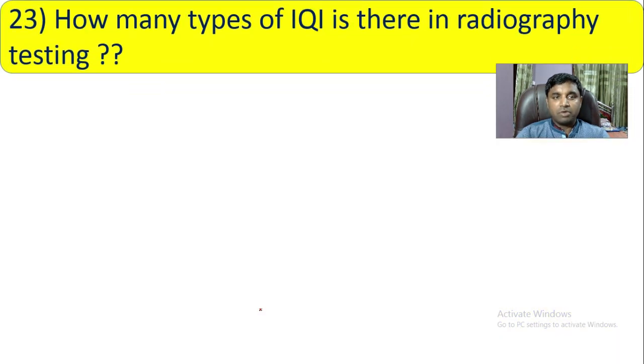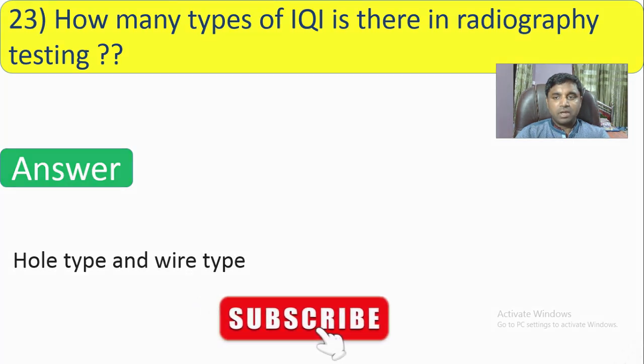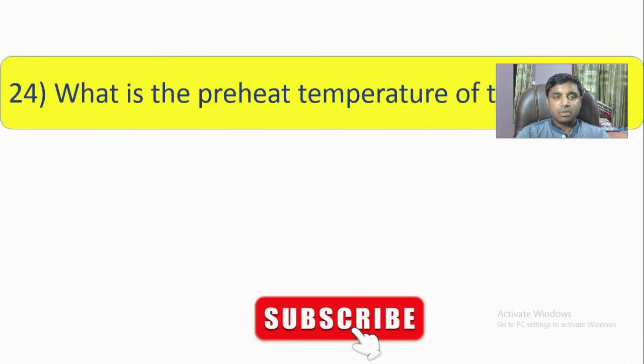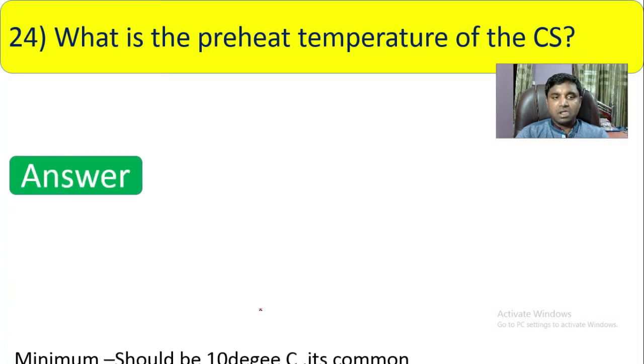Question number 23, how many types of IQI are there in radiography testing? Two types. One is hole type, another is wire type. Simple questions. How many types of IQI are there? Two types.